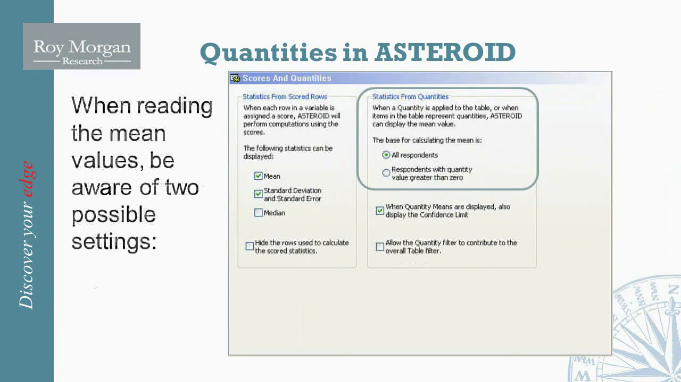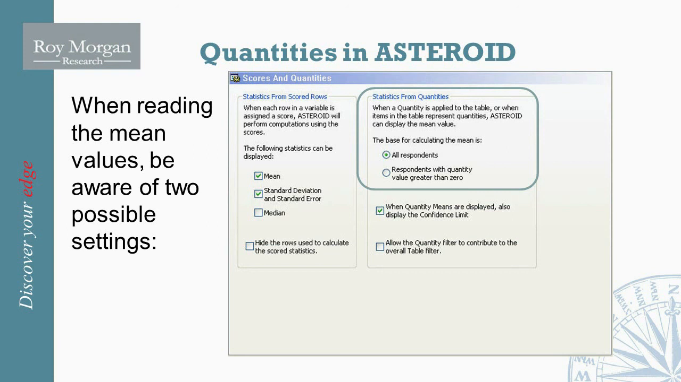There is another setting worth remembering. When reading the mean values, be aware of these two possible settings. The default is all respondents, or you can specify respondents with quantity greater than 0. If you leave this setting on all respondents, this will include anybody who did not participate in the quantity that you have applied. If, however, you change to respondents with quantity greater than 0, this will filter the table so that it only includes those people who did participate in whatever quantity you have applied to the table.